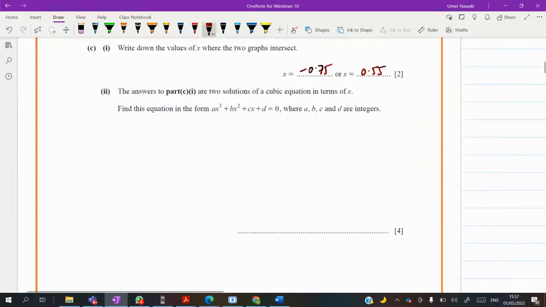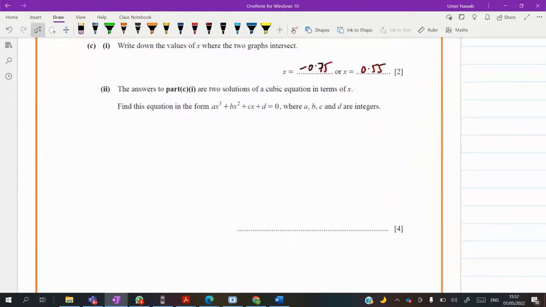Next, now he's going to bring algebra inside it. What is this? The answer to part (c)(i) are the two solutions of a cubic equation in terms of x.